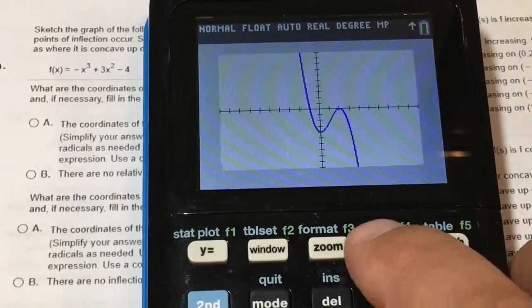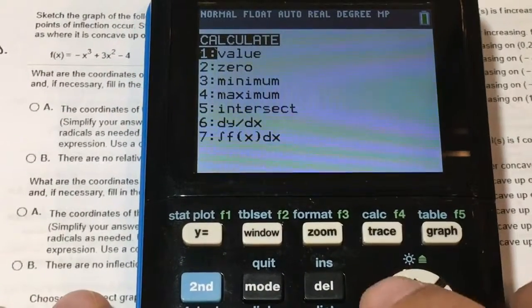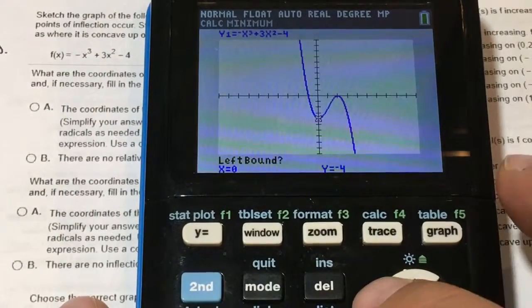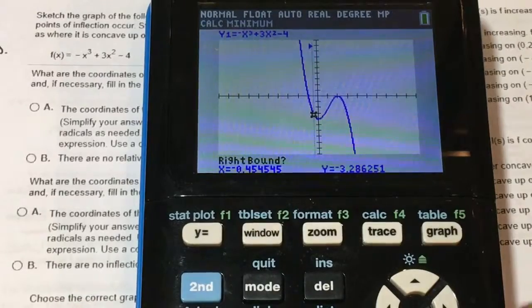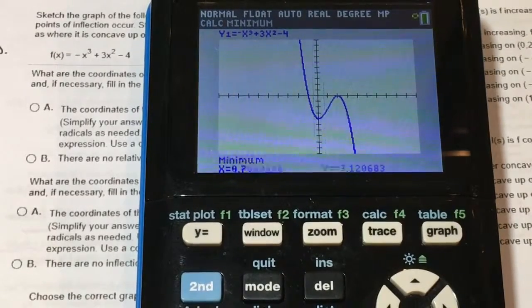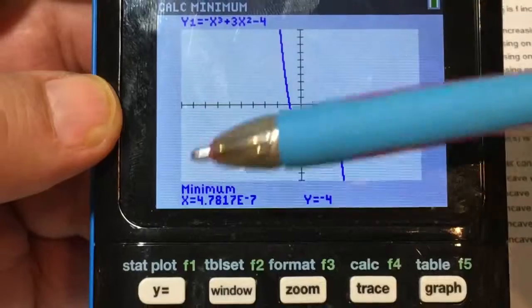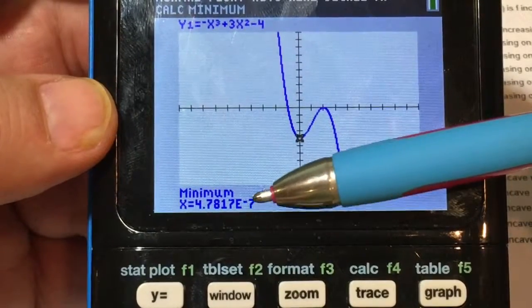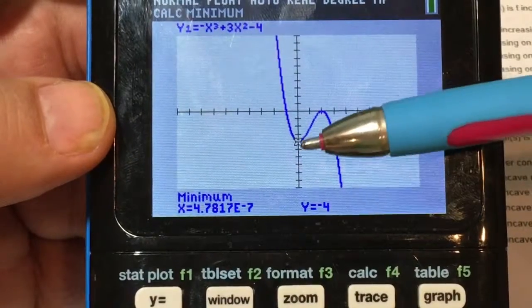So I'm going to hit second calc and find my minimum first. And it's right on it, basically. I believe that's going to actually be my minimum. I'm going to left bound it a little to the left. I'm going to right bound it a little to the right. I hit enter again. And again, that strange number there is representing 0 because it's times 10 to the -7. So it's going to be 0, -4 is my minimum value.